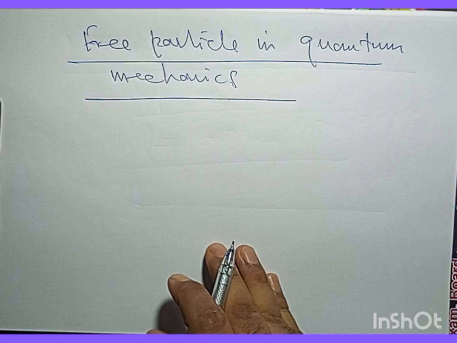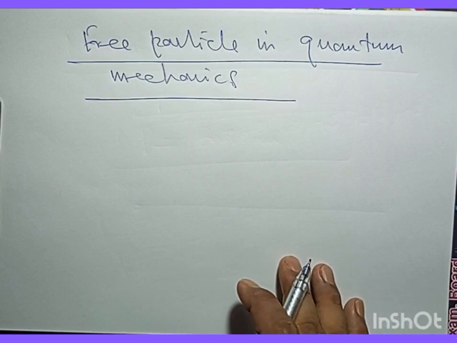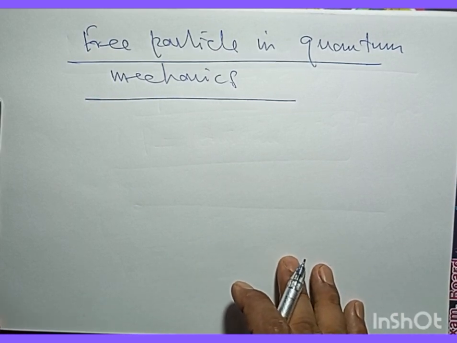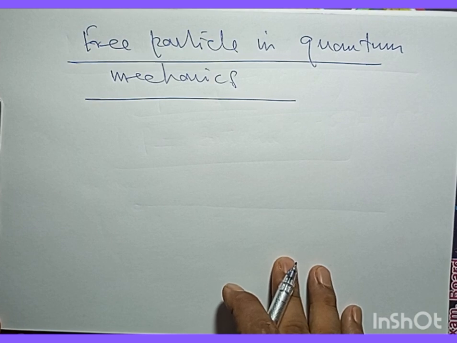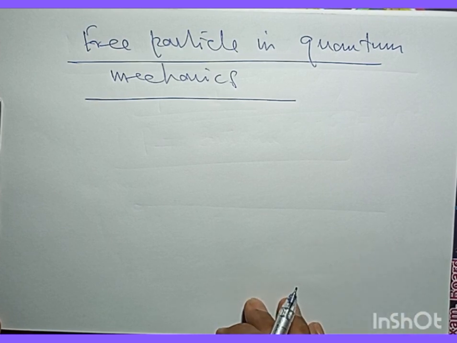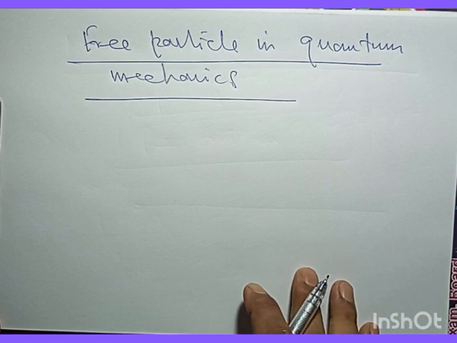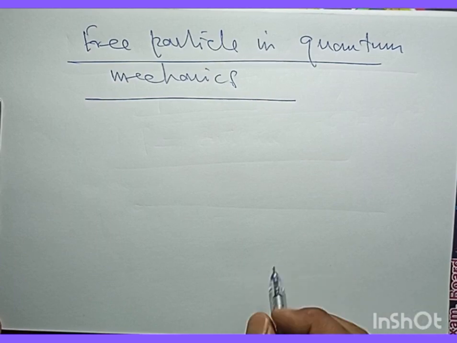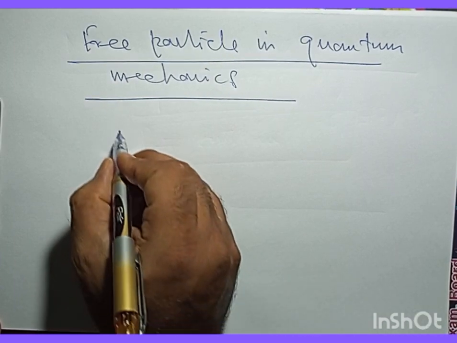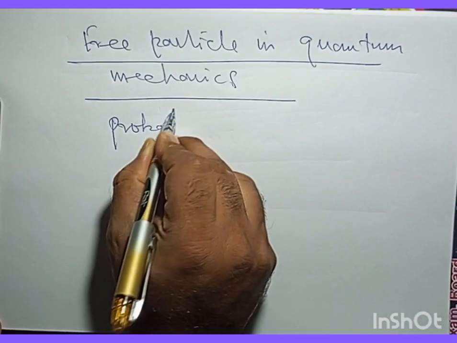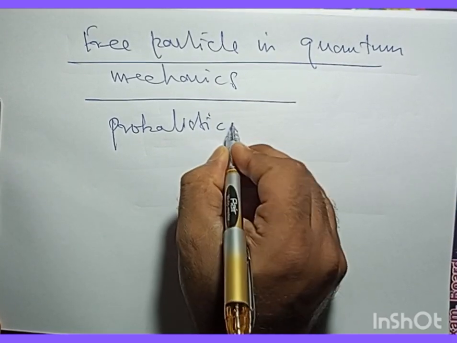In quantum mechanics, the treatment of the free particle is more complex. It's not the way that we talked about the free particle in classical physics. It is more complex than that of classical mechanics. And why is it complex? It is complex because of the probabilistic nature.